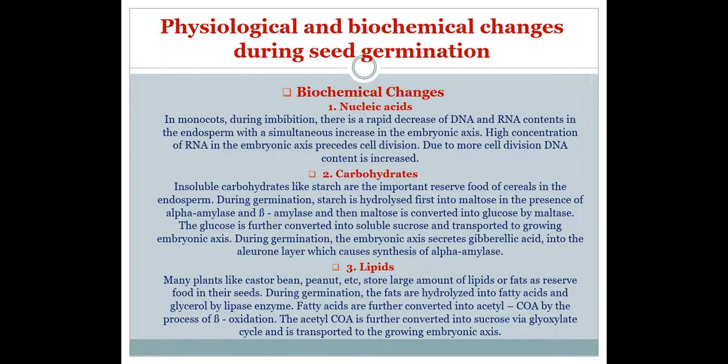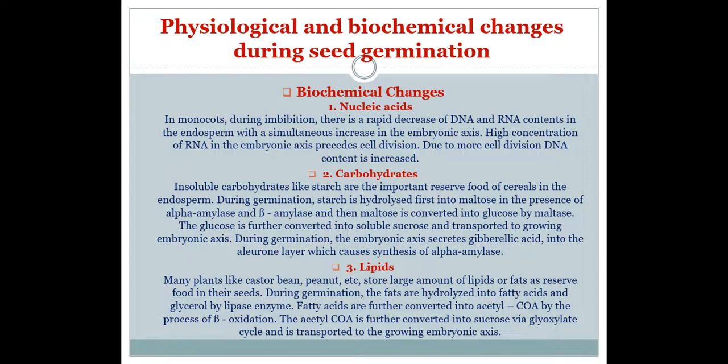Next is biochemical changes. In monocots, during imbibition, there is a rapid decrease of DNA and RNA content in the endosperm, with an increase in the embryonic axis. A higher concentration of RNA precedes cell division. Due to more cell division, DNA content is increased.